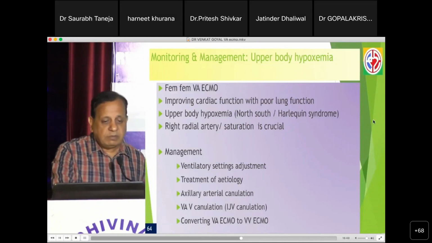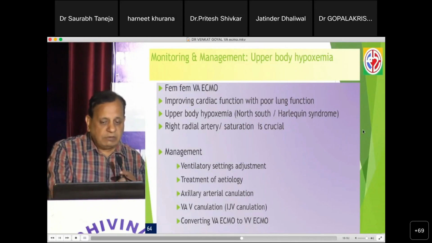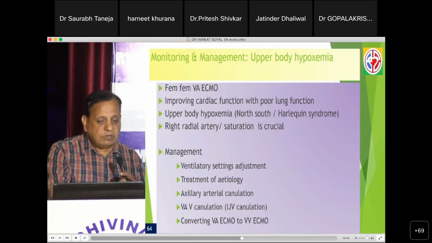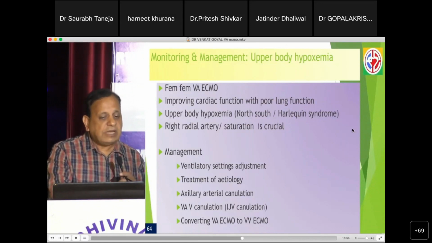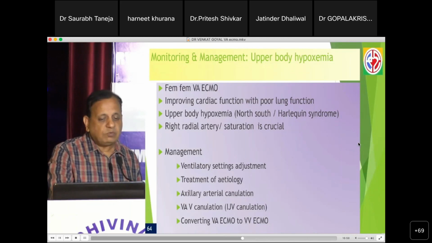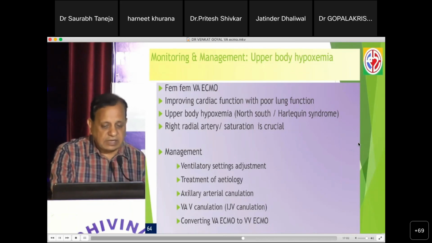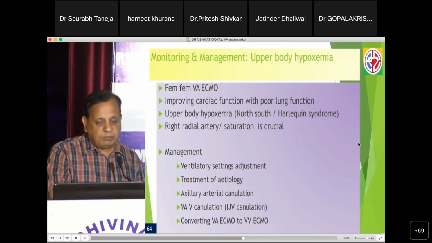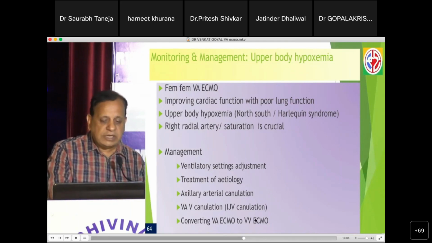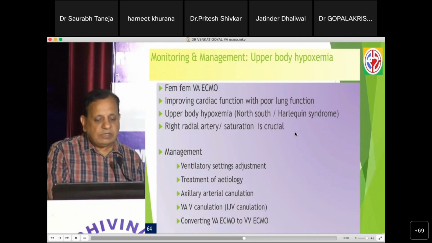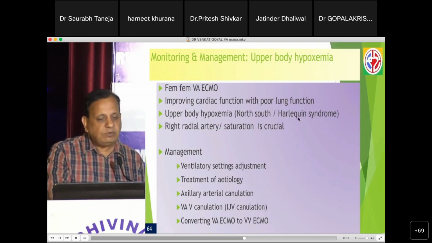You see improving cardiac function with poor lung functioning, upper body hypoxemia, and you see the saturation on the right radial artery. Management is through ventilator setting adjustment, treatment of the etiology, axillary artery cannulation as a separate perfusion line into the ascending aorta, VAV cannulation, and converting VA ECMO to VV ECMO.